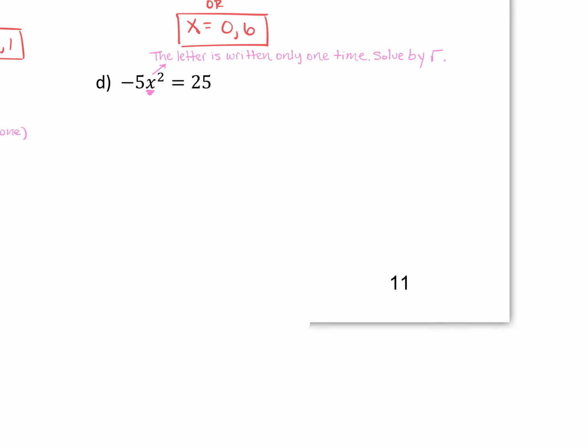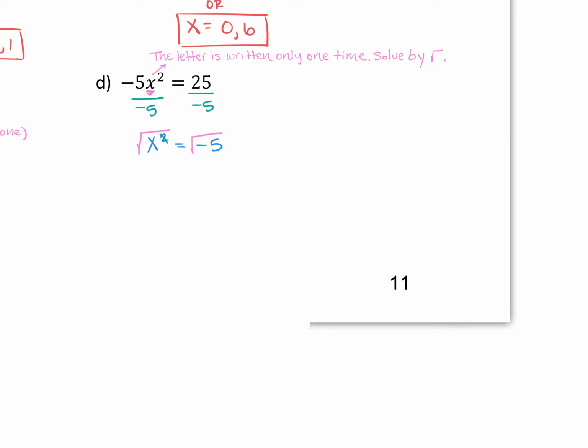And for part D, notice that the letter is written only one time, so we can solve by square roots. We need to get the x squared all by itself. Right now, the x squared is being multiplied by a -5. We undo multiplying by dividing both sides by a -5. And now we have x squared is equal to 25 divided by -5 is -5. And since the x squared is now by itself, we can go into square rooting both sides.